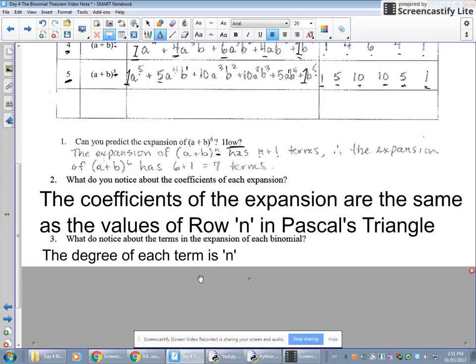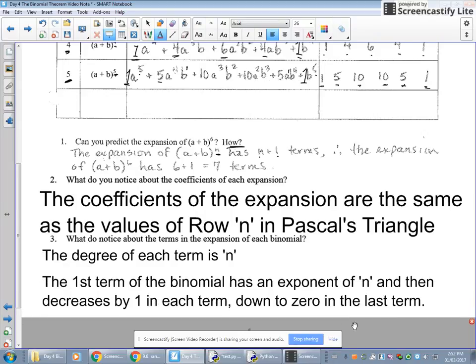So there's a few things. The first is that the degree of each term is n. When I say the degree of the term, it's talking about the exponents of all the variables that are inside of it. So here we have a to the 5. Here we have a to the 4 and b to the 1. So 4 plus 1 is 5. That means this term is of degree 5. 10a cubed b squared, 3 and 2 is 5. So all of the actual terms have a degree of 5.